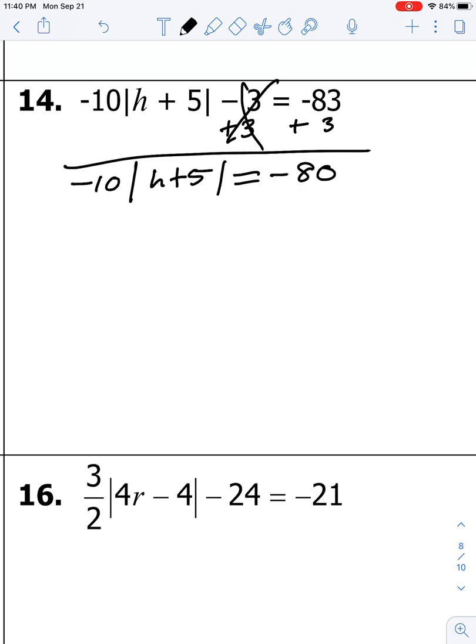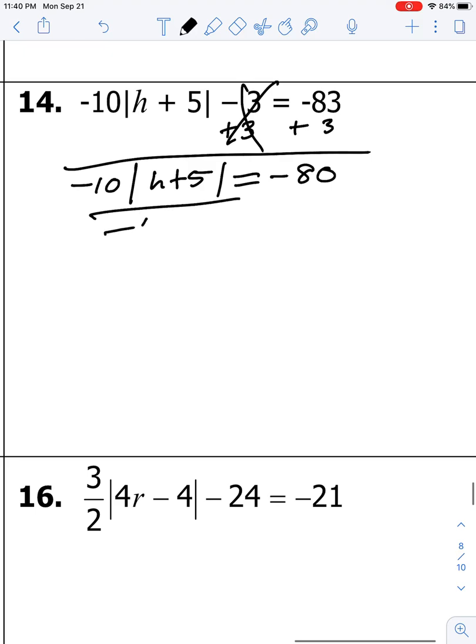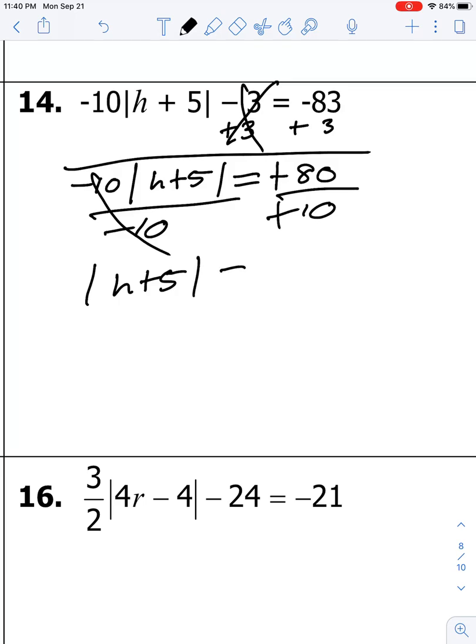Second thing we need to do, we need to get rid of the negative 10. So in order to get rid of the negative 10, we need to divide by negative 10. So that now cancels. Remember, negative over negative is a positive. So we get the absolute value of h plus 5 equals 80 divided by 10 is 8. So now the absolute value is by itself. When it's by itself, now it becomes easy.